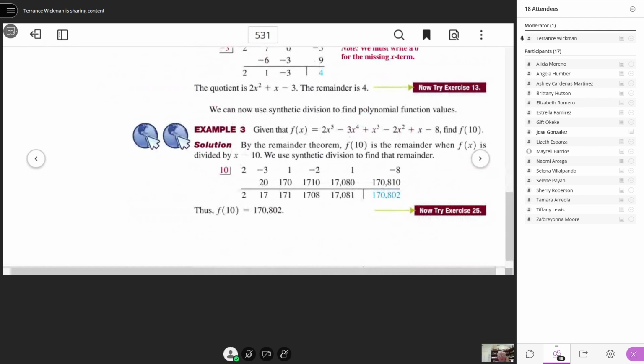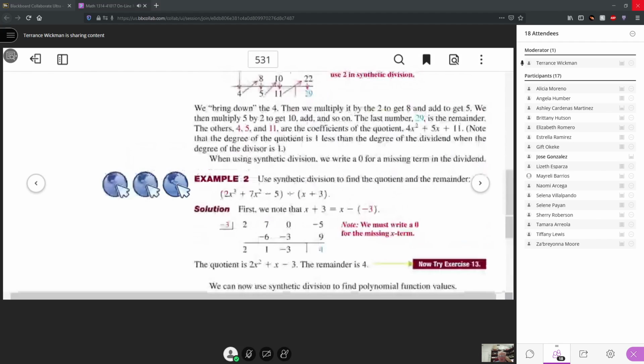Now, number 3 is just a long one, and they make it very complicated. They want you to find f of 10. So now they're leading you up to how to do this. So that means you got to put 10 in the equation. So 10 to the 5th power. I mean, this is ridiculous. Who would want to do this in a learning process? But that's what they do. And the remainder is 170,802. Of course, f of 10 is going to give you that. I would have done this easier. The one I did was easier.